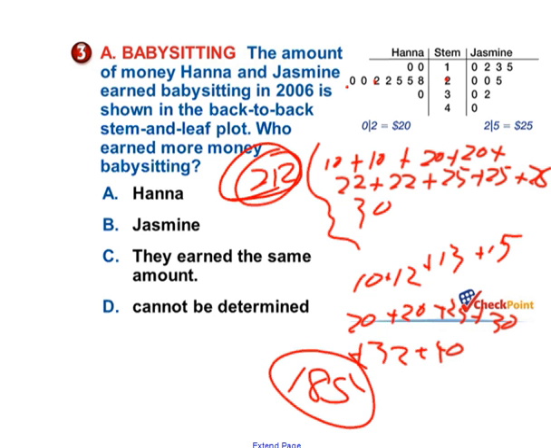So that means Hannah earned the most money. Hannah earned the most in this. Thank you.